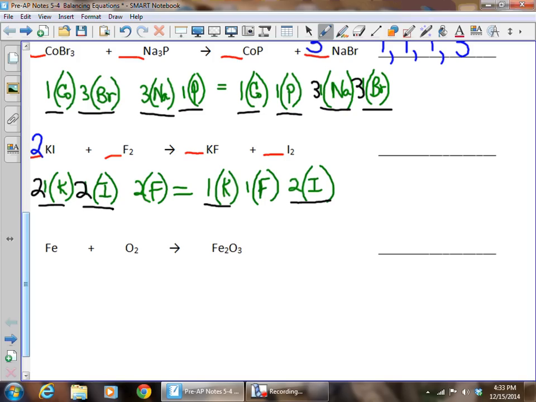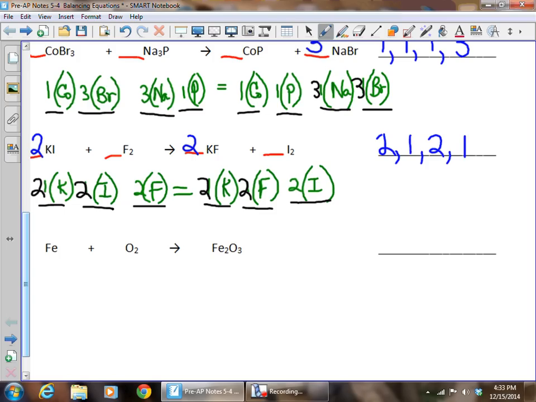So now my K's are not balanced anymore. I've got 2 on the left and 1 on the right, so it looks like we're going to need to put a 2 in front of the KF. Always change what's below when you do that. Looks like now I've got 2 Ks and 2 Fs, which very nicely balances my fluorines as well. So this reaction is balanced, and my coefficient list would be 2, 1, 2, 1.